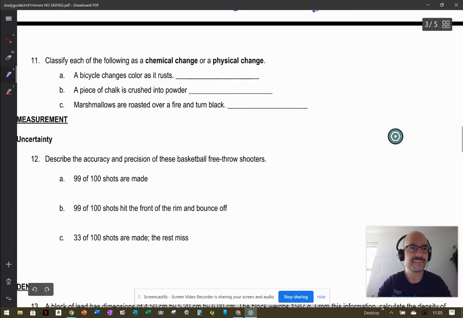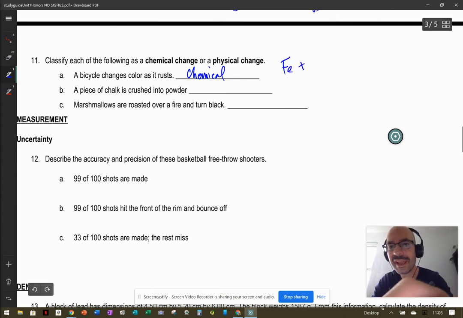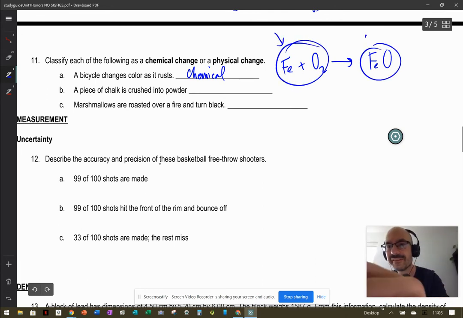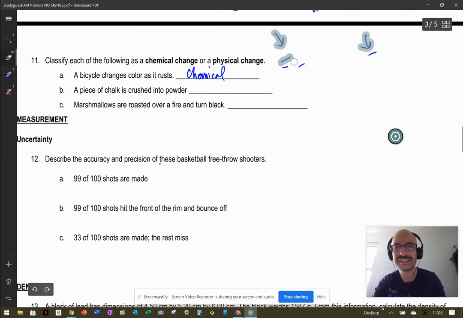All right, number 11. A bicycle rusts, that's going to be chemical because rust is iron reacting with oxygen, giving you iron oxide. So when we look before and after, these have changed composition. So that's definitely a chemical change.